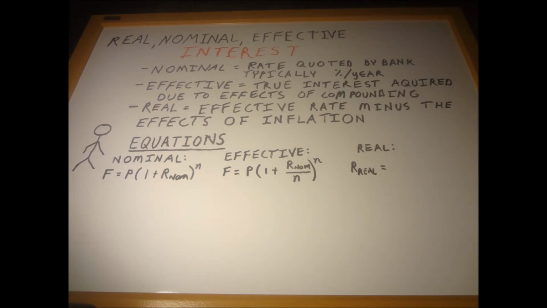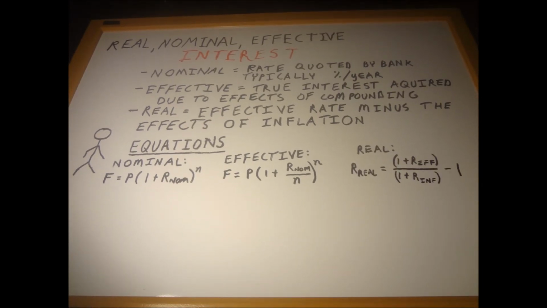Finally, we have the real interest rate, where real interest rate equals 1 plus effective interest rate divided by 1 plus the inflation rate, all minus 1.